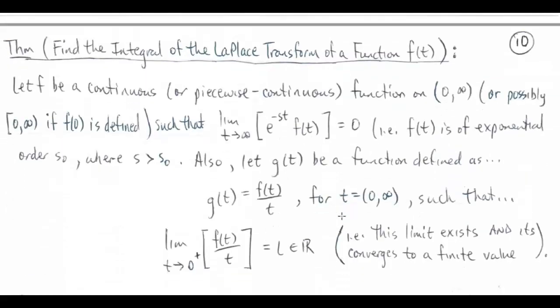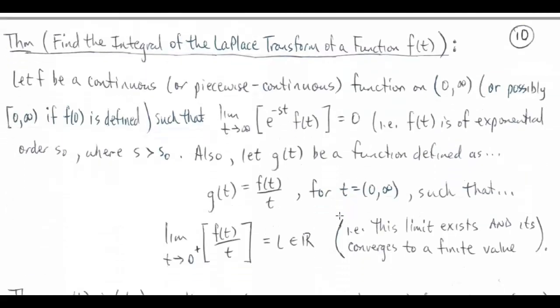All right, so now we'll look at it the other way. Let f be some continuous or piecewise continuous function on this particular interval here, or possibly the interval 0 to infinity, where the function is defined at t equals 0. And of course, same conditions again. f has to grow slower than e raised to the st, or it has to grow slower than e to the minus st if we write it this way.